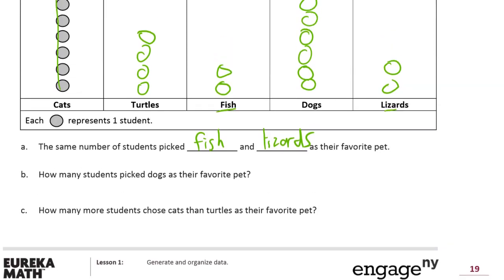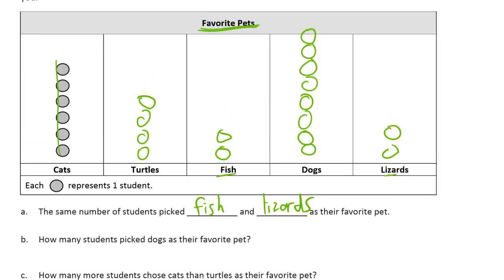It looks like sometimes it's a lot easier than it really is. You really have to just slow down and read the question carefully, and it will be easy. How many students pick dogs as their favorite pet? Well, okay, we figured out that's 8 already.